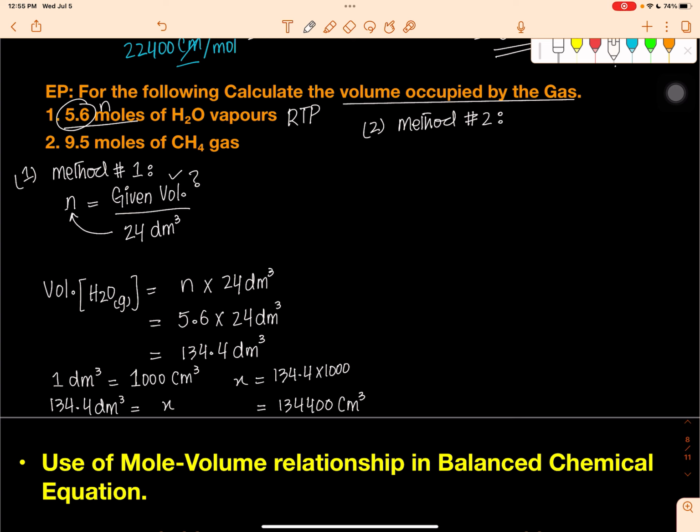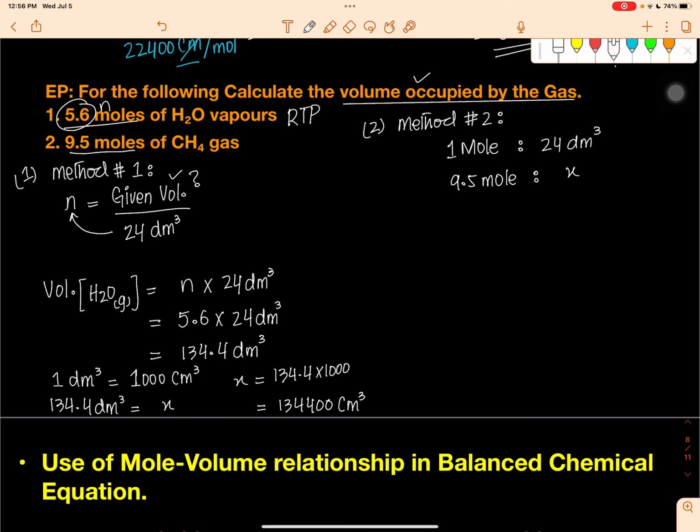We have 9.5 moles of methane gas. So we are provided with the number of moles, and we have to find out what volume it will occupy. If we do the ratio method, 1 mole occupies 24 dm cube. So 9.5 moles will occupy how much?